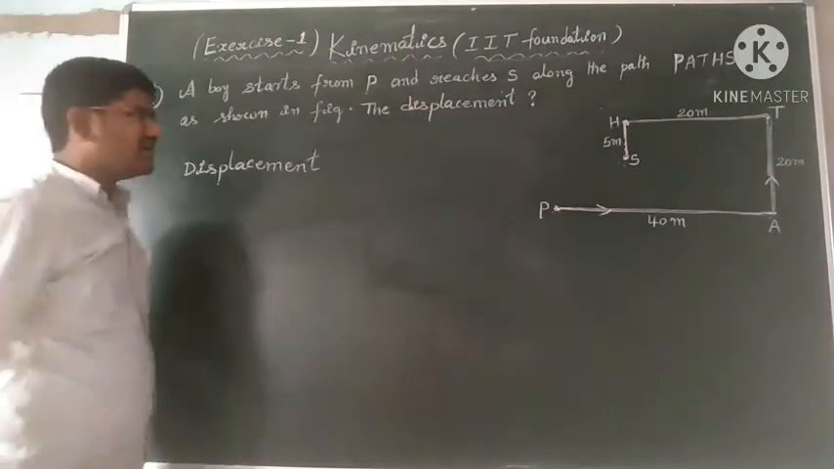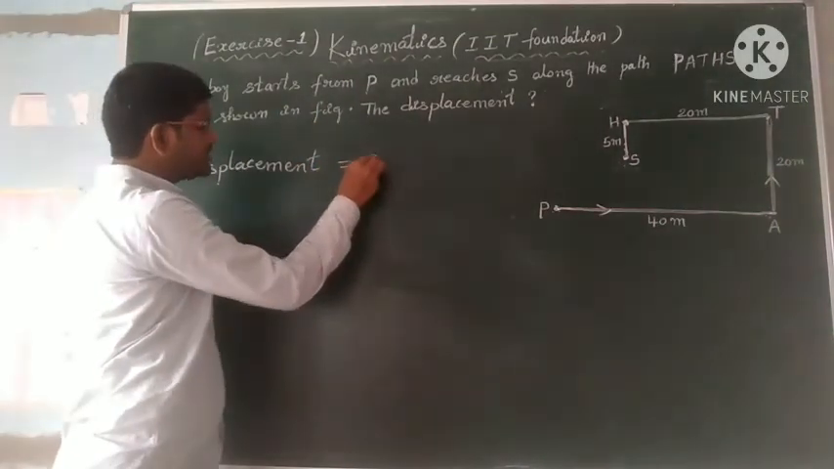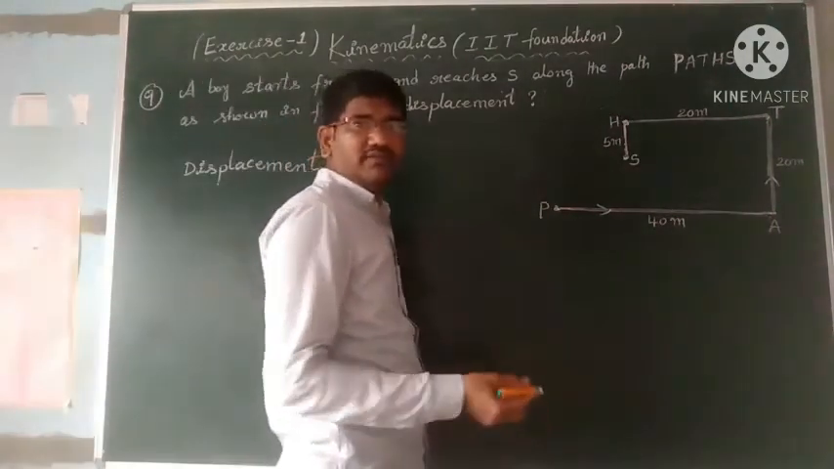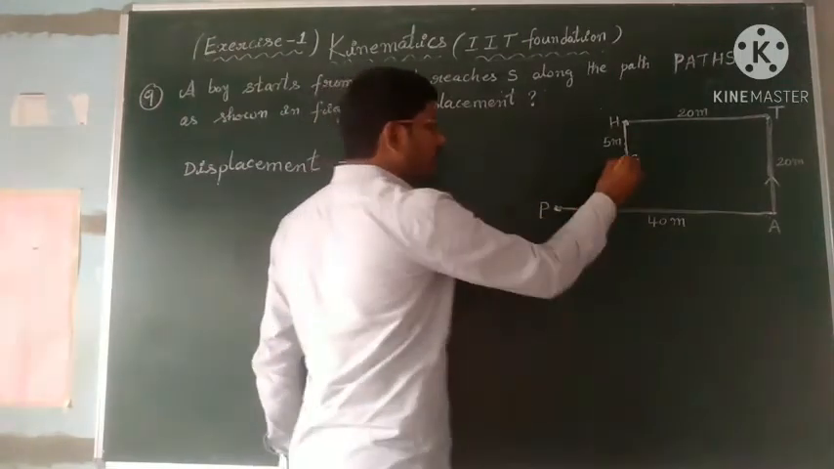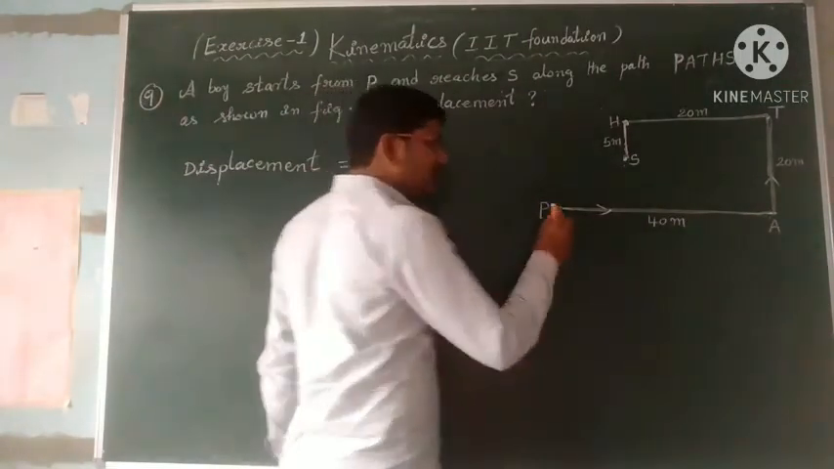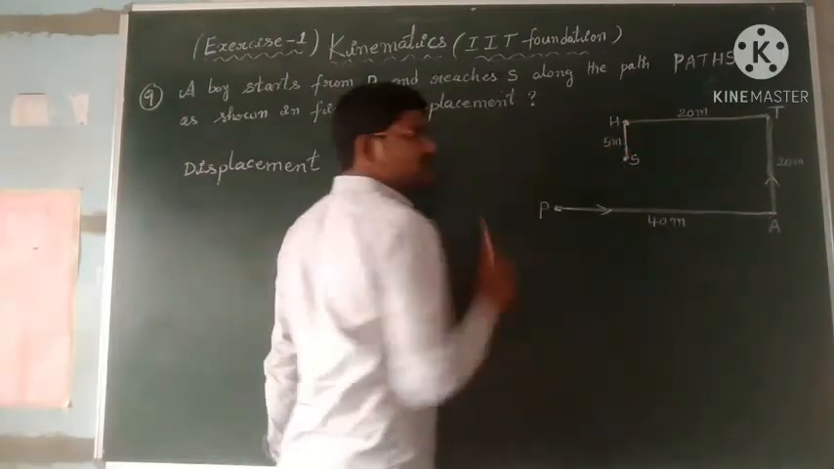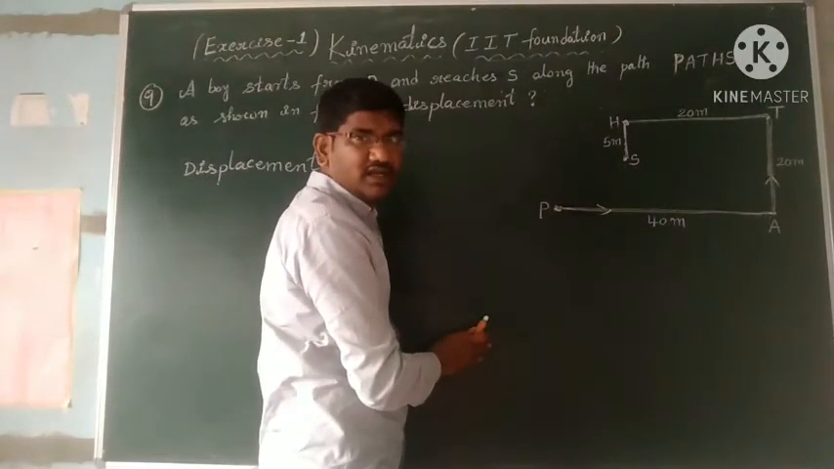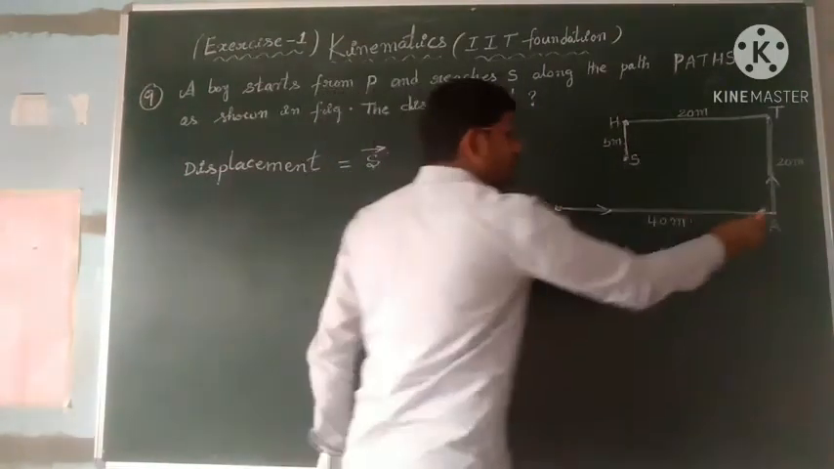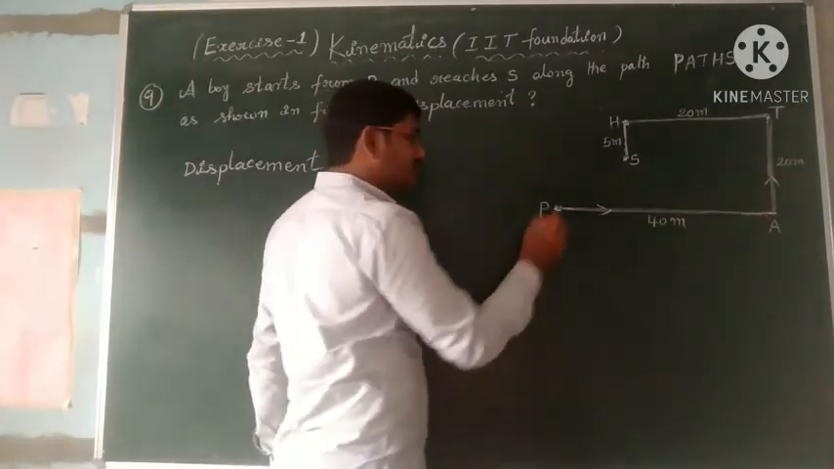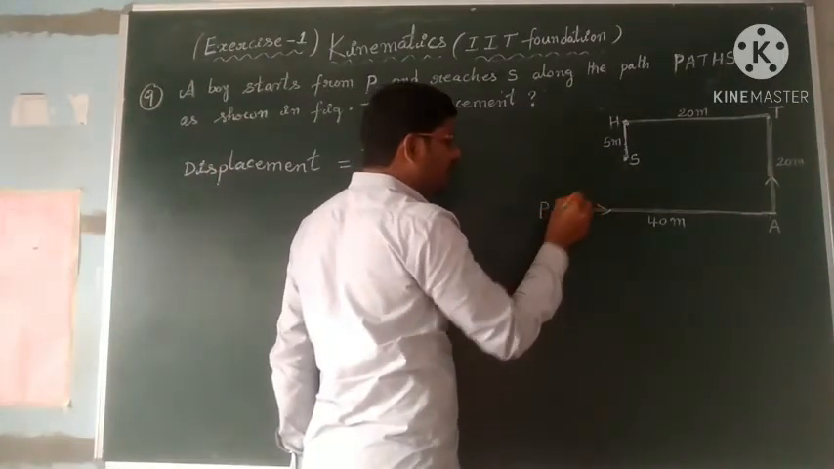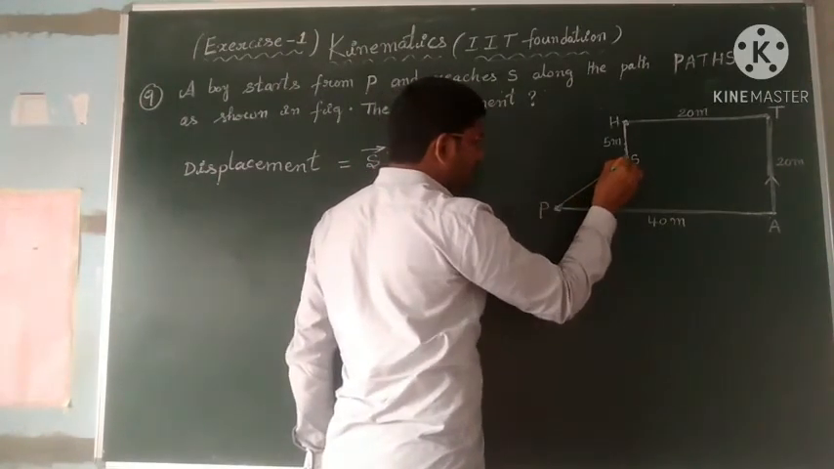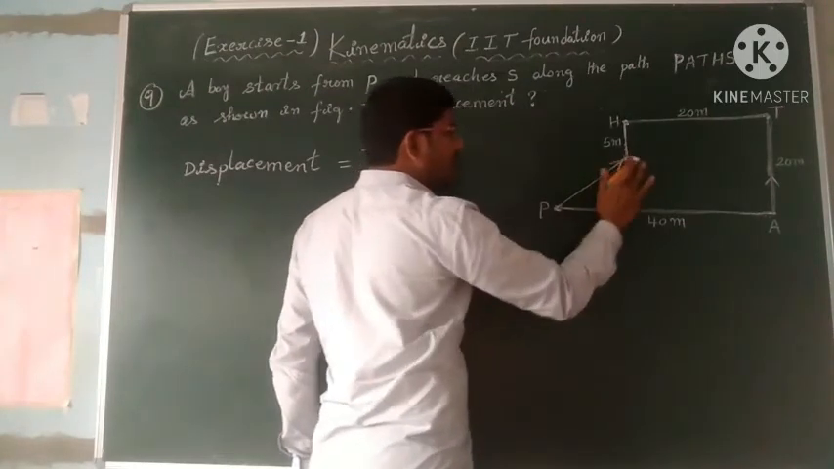Displacement we want. Displacement, you know the letter S bar, because it has a direction. From the definition of displacement, this is the initial point and this is the final point, irrespective of the path followed by the person. Remember very clearly, students, irrespective of the path followed by the person, the direct line segment joined from the initial point to the final point gives the displacement.